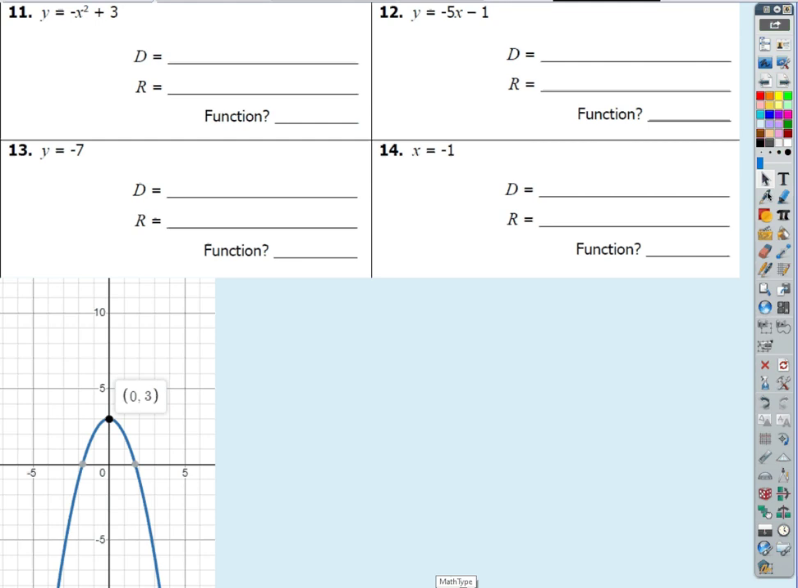x is less than or equal to 3? Almost, but it's not x. Y. Yeah. So y has got to be less than or equal to 3, that's going to be the range. Now, what's the domain going to be? It's going to be all real numbers.